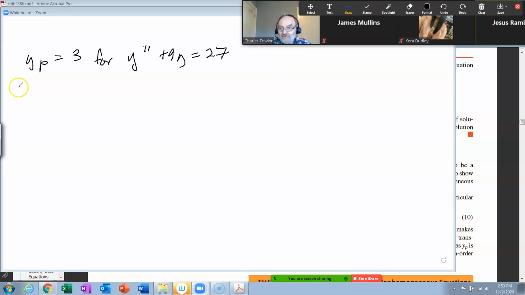What we're going to have to do is take a first derivative. Y particular prime would then of course be equal to 0, and y particular double prime of course would also be equal to 0. So this would be 0 plus 9 times 3 is equal to 27. That's obviously true.